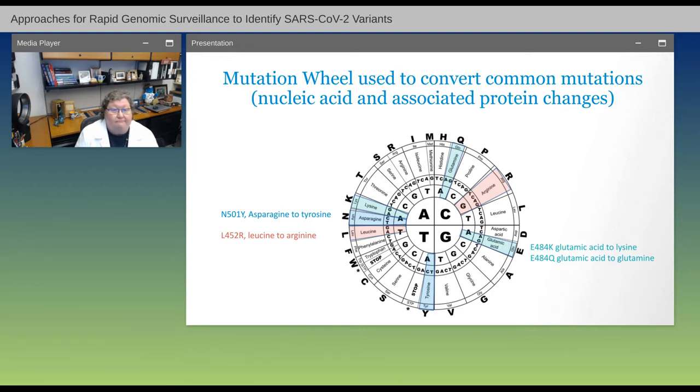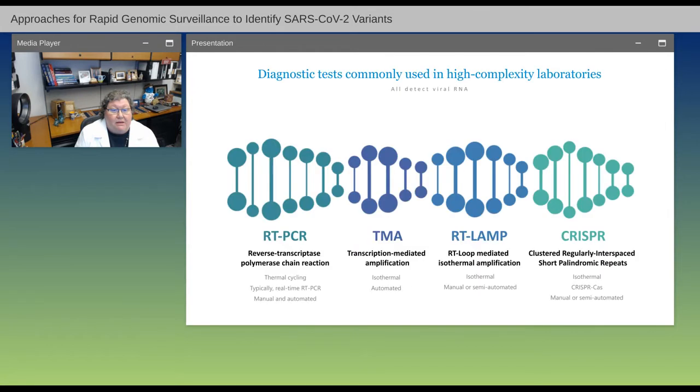So this slide describes the four most common methods used to identify SARS-CoV-2 in clinical specimens. We have RT-PCR, which is reverse transcriptase PCR. It is a thermal cycling process and can be manual or automated, and typically it is in a real-time fluorescently tagged type of method.